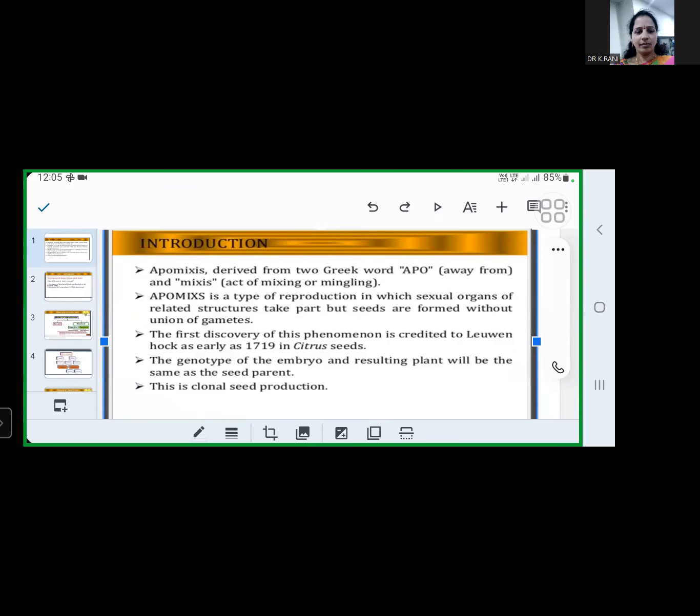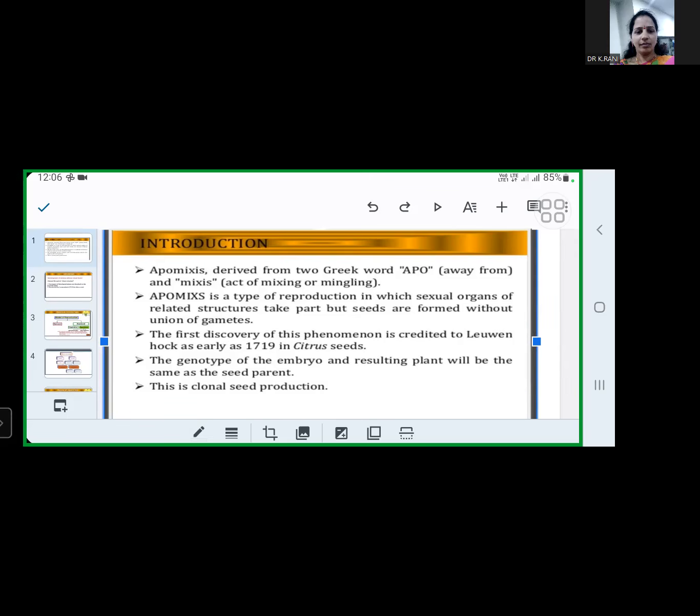Okay, thank you, sir. So, APOMIXIS is derived from two Greek words. Apo means away from, and mixis means act of mixing or mingling. So, apo and mixis, these two words are Greek words.